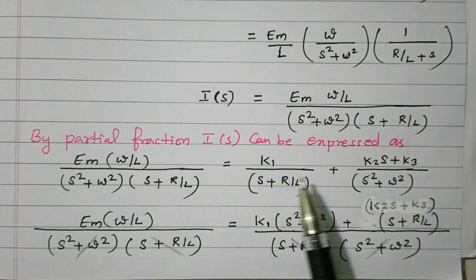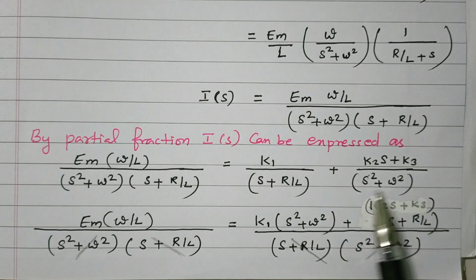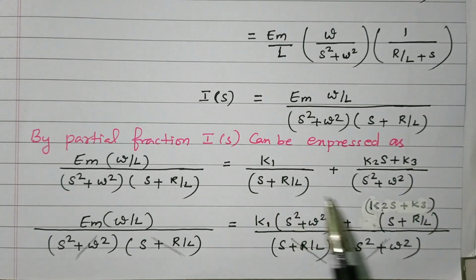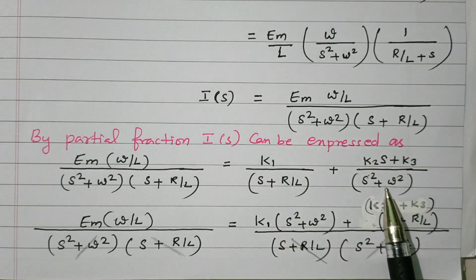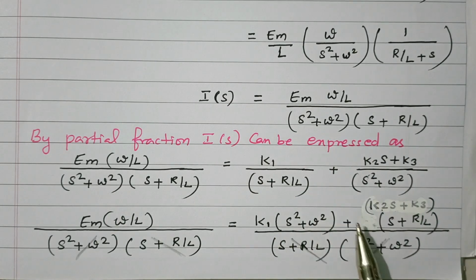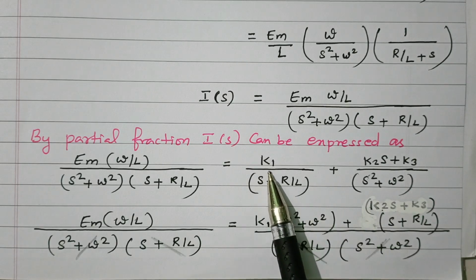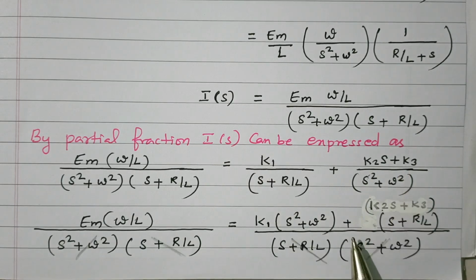By finding the value of k1, k2 and k3, we can easily take the inverse Laplace of these two terms. This term is now converted into standard form so that we can easily take the inverse Laplace. But we need to find the value of k1, k2 and k3. Now on this side the LCM is taken.